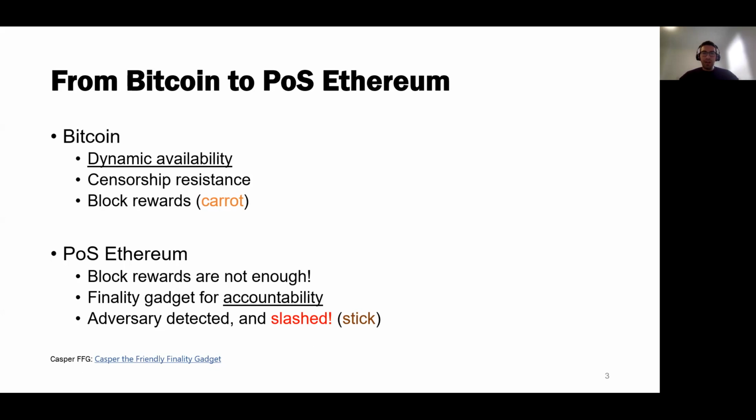So far, we have identified two useful features for consensus protocols designed for the internet setting. The first one was dynamic availability. The second one was accountability, or accountable safety. So how do Bitcoin and proof of stake Ethereum satisfy these respective properties? To answer this, let's investigate each protocol separately.